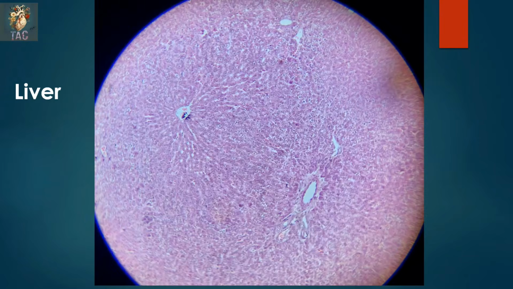This is one of the beautiful slides of the liver. Here you can see the central vein, the cords of the hepatocytes radiating from the central vein towards the periphery, and in this area you can see the portal triad. This one is the artery, a larger artery. These are the two sections of the veins, and at some location you are able to see the bile duct which is lined by cuboidal epithelium. In this section it is not evident.